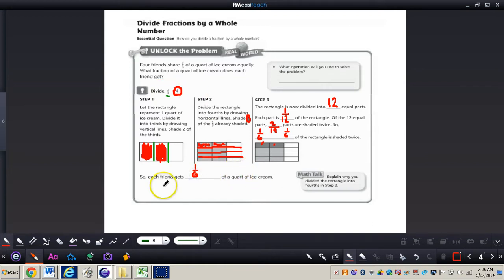Okay, now let me show you what this actually looks like just mathematically. I showed you a visualization of this problem. Let me show you what it looks like if we were to just do this the mathematical way and not really understanding it at all. So 2/3 divided by 4.